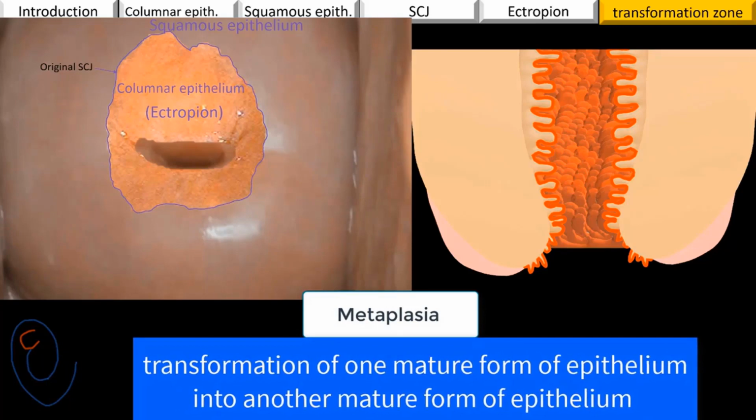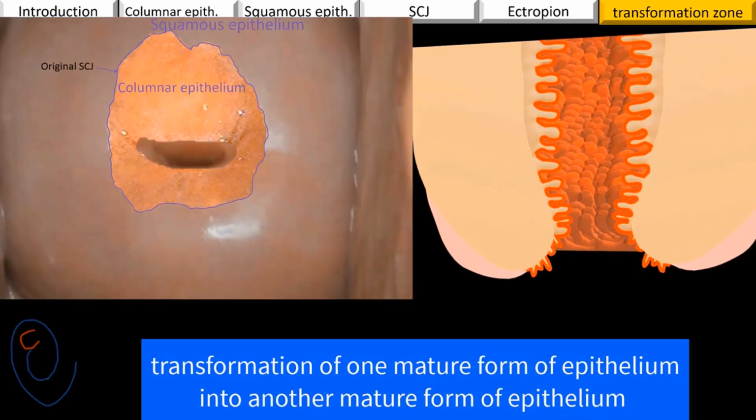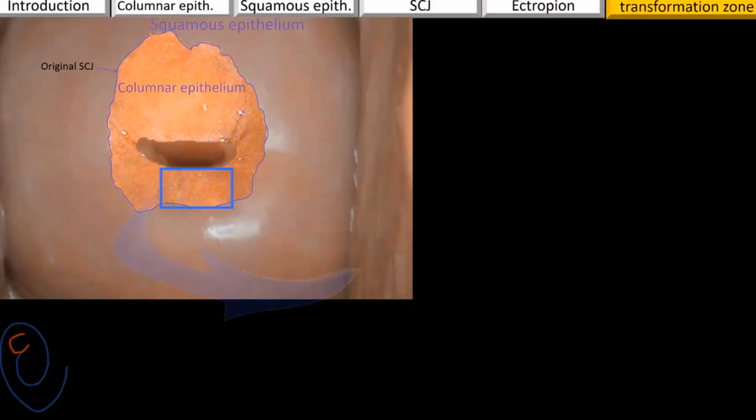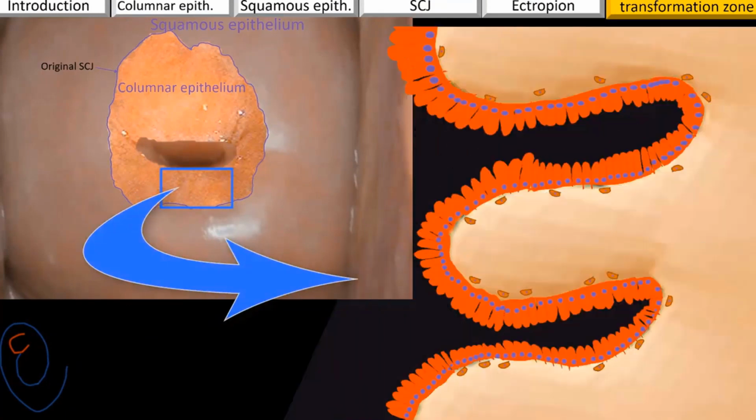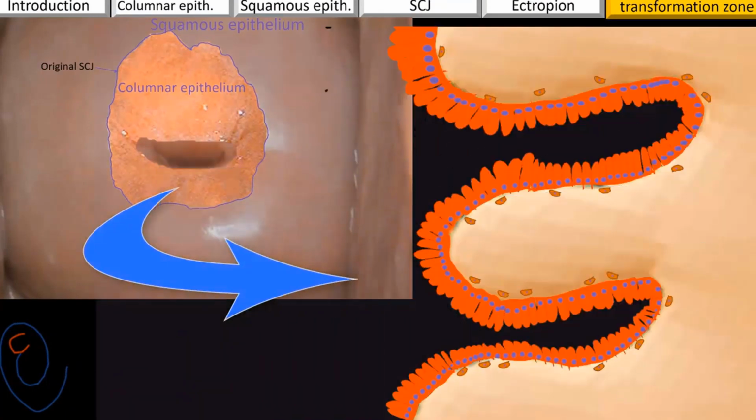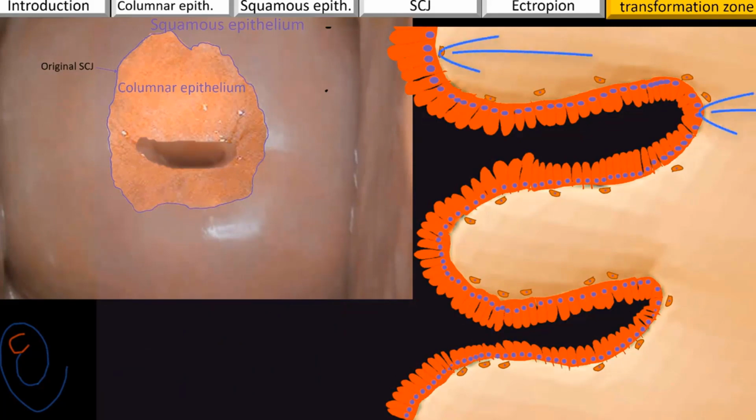Metaplasia means transformation of one mature form of epithelium into another mature form of epithelium. And in the cervical condition, it means transformation of columnar epithelium into a squamous epithelium. Squamous metaplasia is a patchy process. I mean, it starts initially in the crypts and at the tips of the villus part. Then they fuse together.